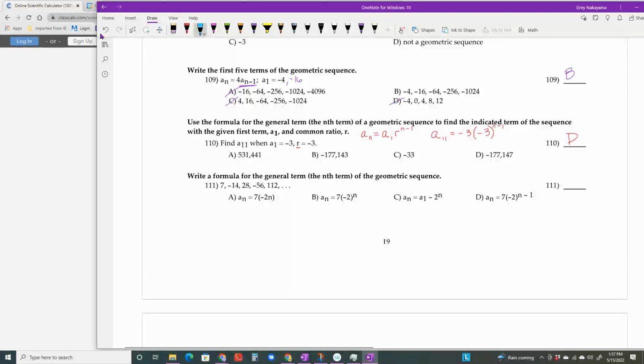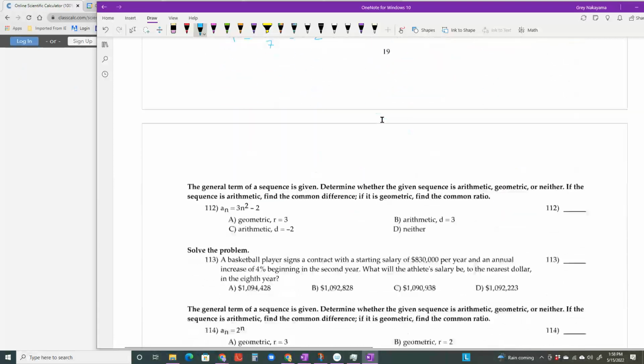111 says write a formula for the general term of the geometric sequence. Well, there's the geometric sequence. So what's my first term? My first term is 7. A is good, B is good, C is not good, and D is good. And now I need to find r. And r is -14 over 7, which is -2. And that's not what that says right there, so that one's out. Okay, so it could be B or D, and the difference that everybody's going to mess up on is you got to have that -1 in your exponent. So the answer is D.